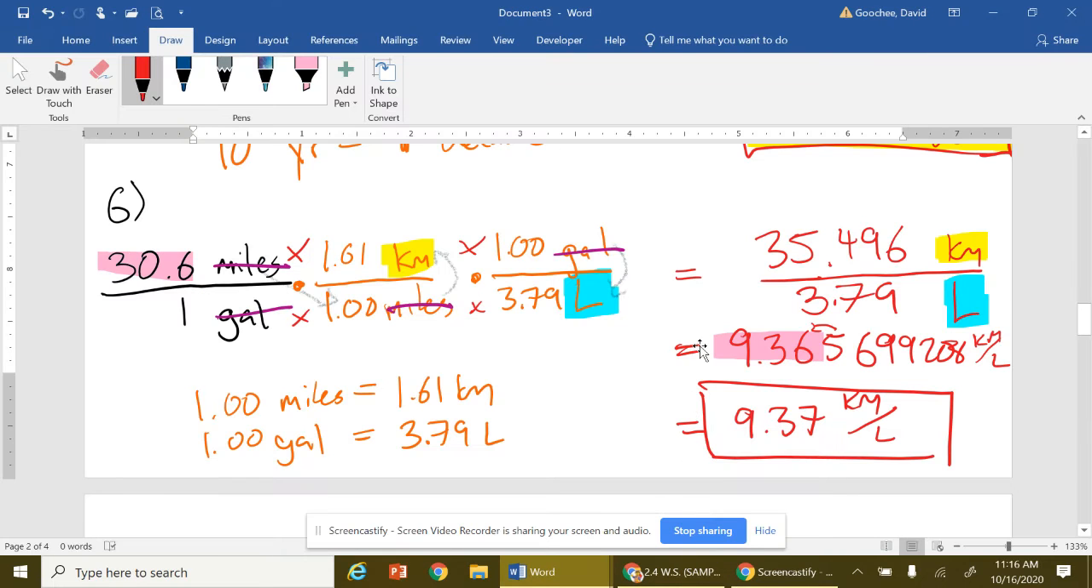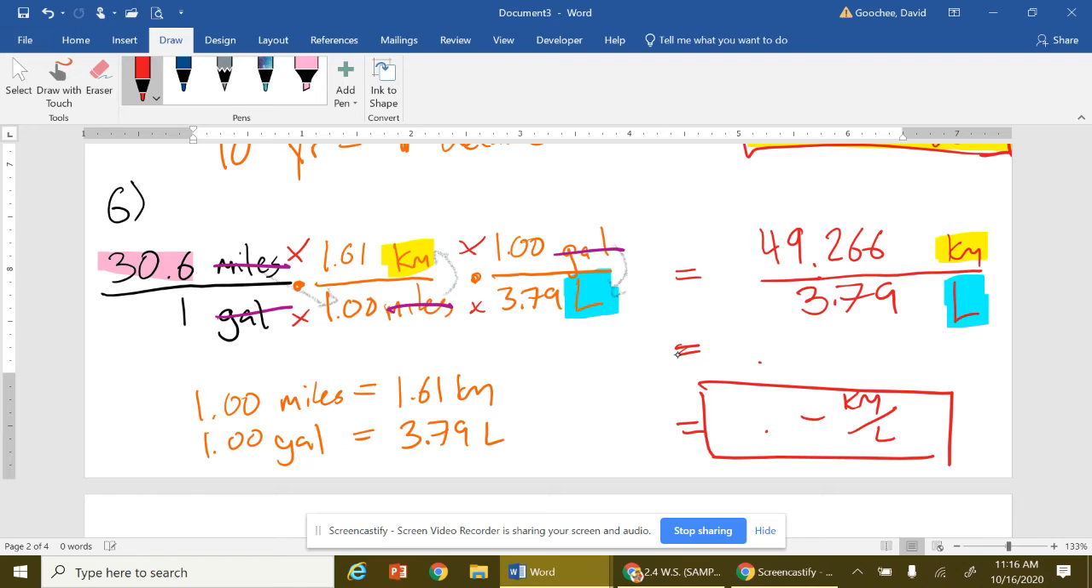Now, this is why the answer checker is important, guys. This is an important thing to do here. Let me double check. On the top, 30.6 times 1.61. I don't know what I did. The top here is not 35, whatever that was. It's 49.266. Okay. See, that's the value of the answer checker, guys. If you screw up, you know immediately you can go back and try and fix it. Okay. So let me try this now. 49.266 divided by 3.79.